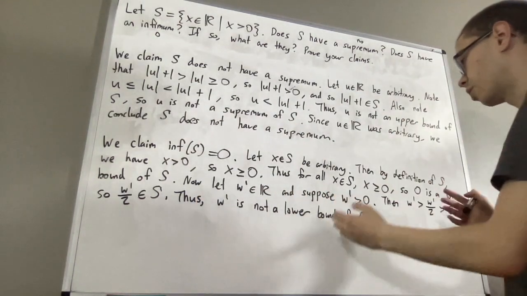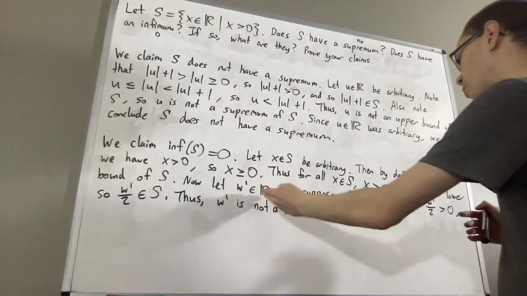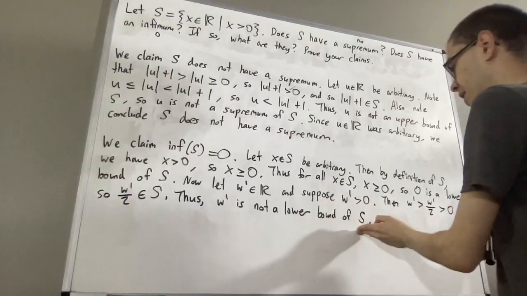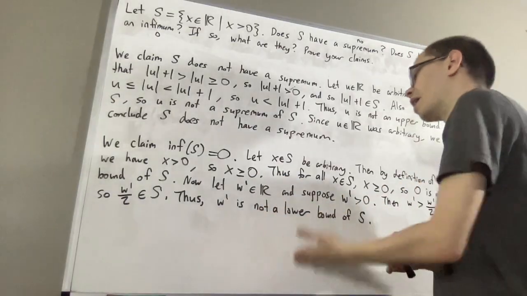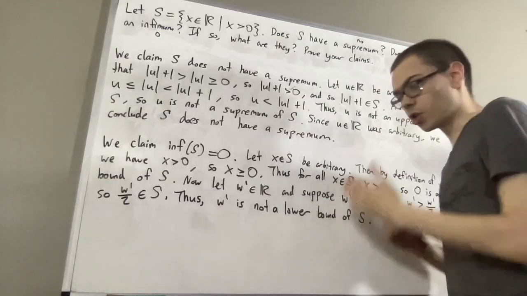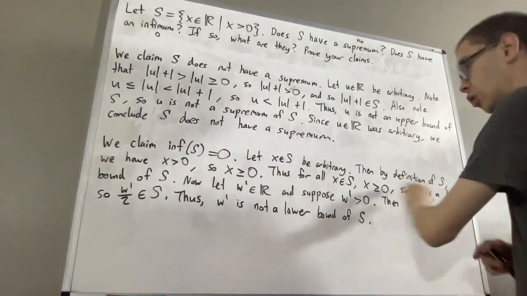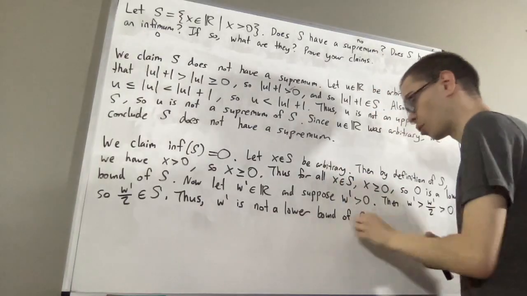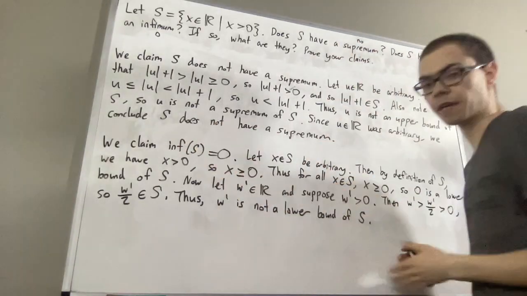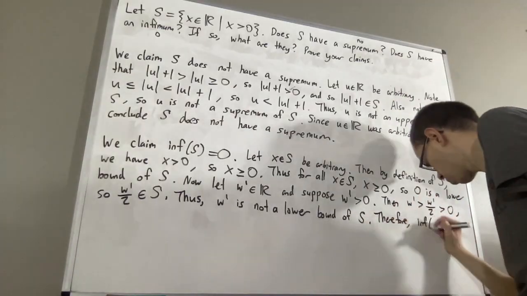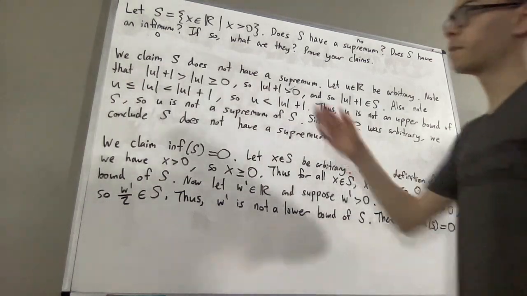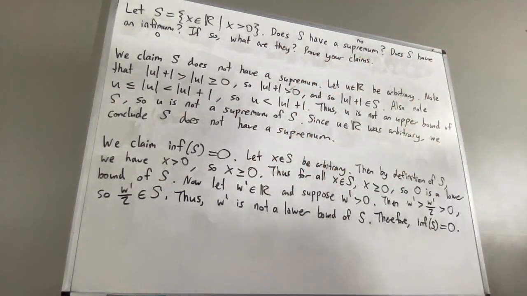So putting this all together, we see, given any real number w prime greater than 0, it follows that w prime is not a lower bound of S. So this proves every real number greater than 0 is not a lower bound of S. So since we've shown 0 is a lower bound of S, and anything bigger than 0 is not a lower bound of S, that means 0 must be the infimum of S by definition. And so we're done. So this is it for this example problem. Now let's look at another one.